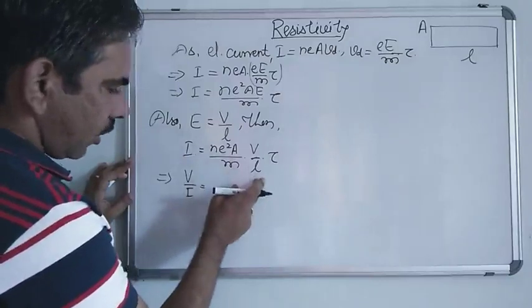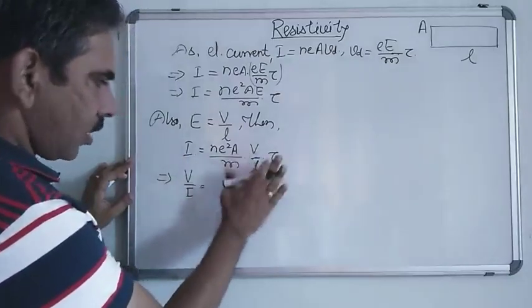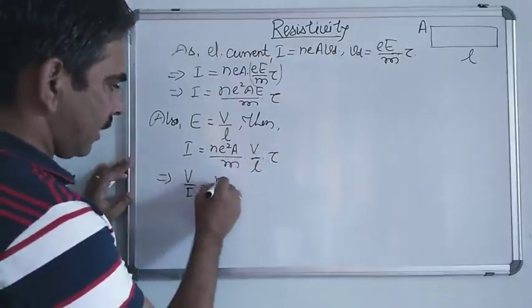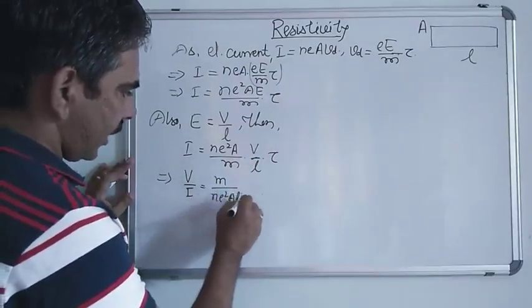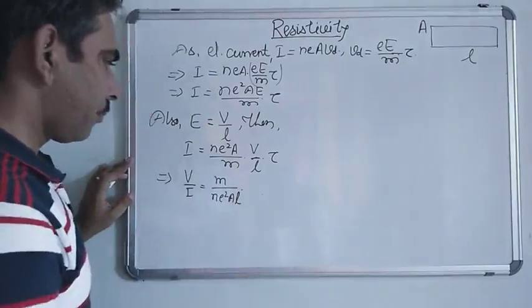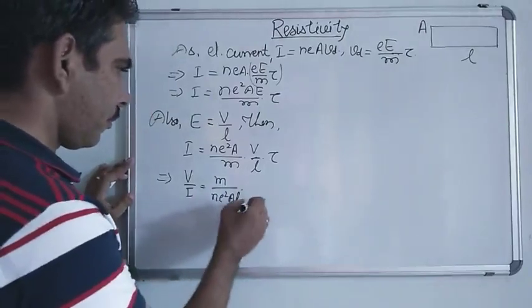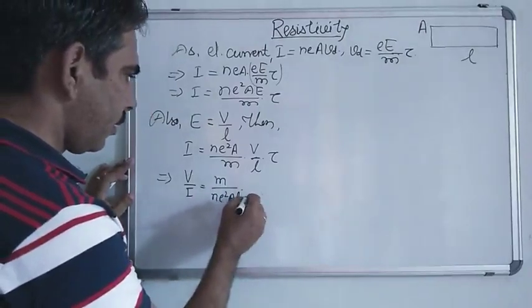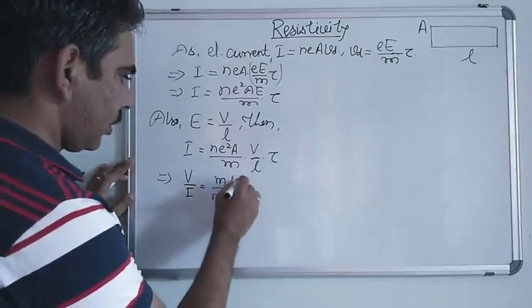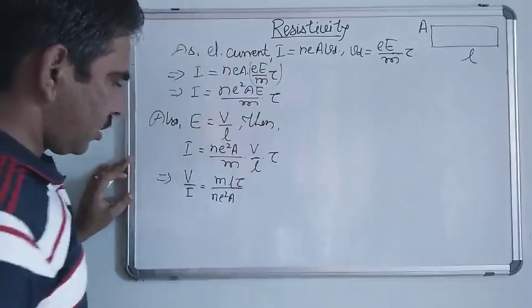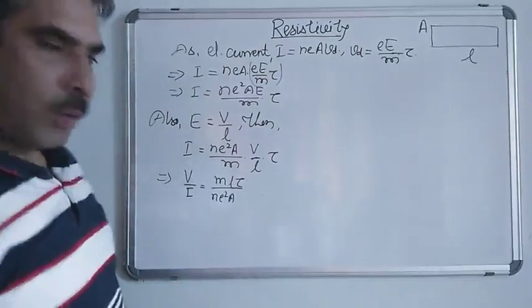I goes to the right side and every term except V comes to the left side. So it becomes M upon NE square A into L into tau, with L going up. So this is the expression we get.